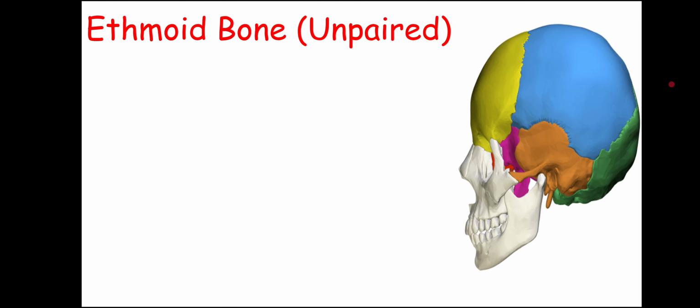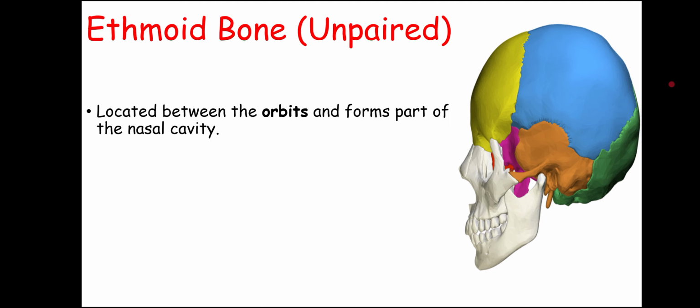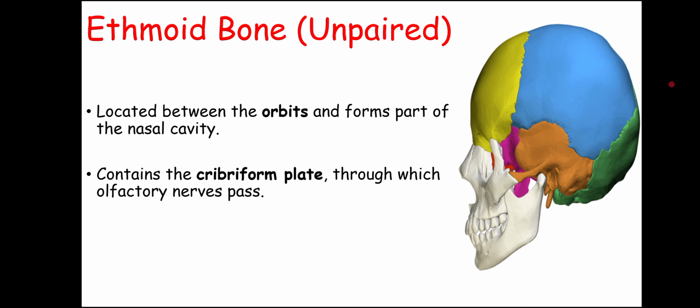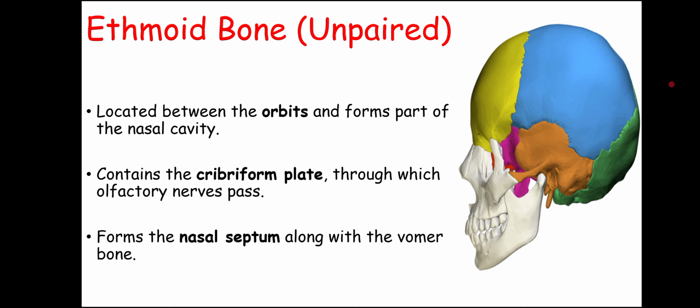The next bone we have is the ethmoid bone, that is also an unpaired bone. It is located between the orbits and forms part of the nasal cavity. It contains the cribriform plate through which the olfactory nerve passes. It forms the nasal septum along with the vomer bone.